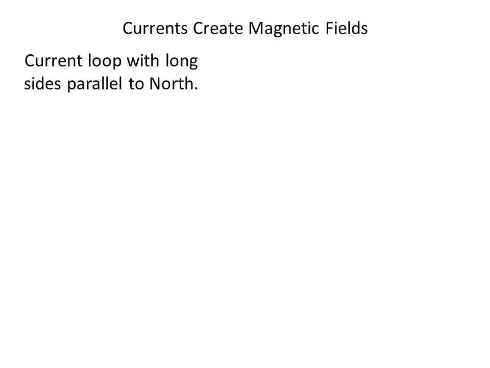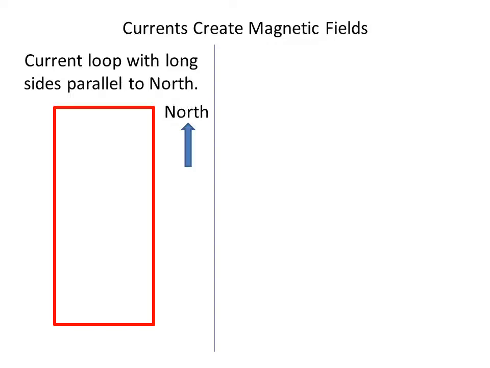In this lecture, we look at how currents create magnetic fields. We'll consider a current loop with the long sides parallel to the north. First, we lay out the wire, and we lay the long side parallel to the direction of Earth's north. There's no current flowing through this wire yet.